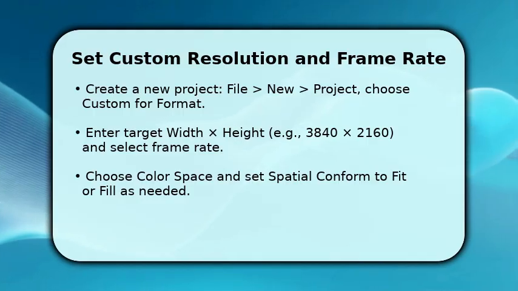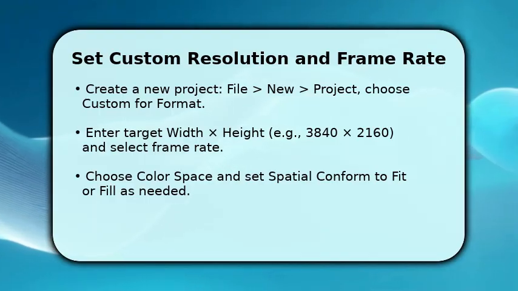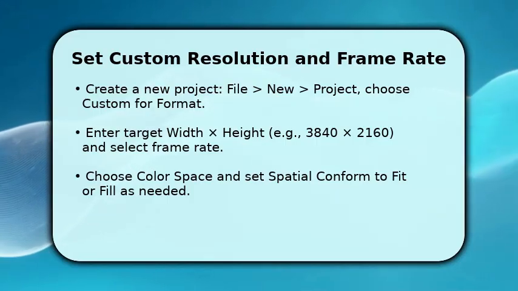Choose File, New Project and pick Custom Format. Type the exact width and height, like 3840 by 2160, and pick the matching frame rate. Make sure to select the correct color space for delivery. Also set Spatial Conform to Fit to preserve composition or Fill to crop. This affects how clips are scaled.